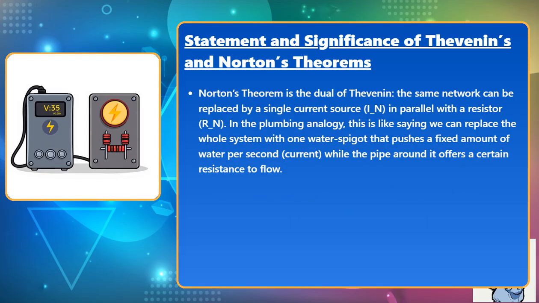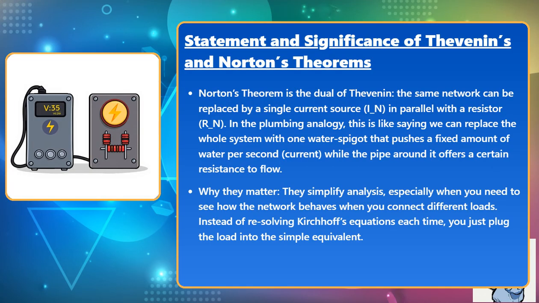Norton's theorem is the dual of Thevenin. The same network can be replaced by a single current source I sub n in parallel with a resistor R sub n. In the plumbing analogy, this is like saying we can replace the whole system with one water spigot that pushes a fixed amount of water per second (current), while the pipe around it offers a certain resistance to flow.